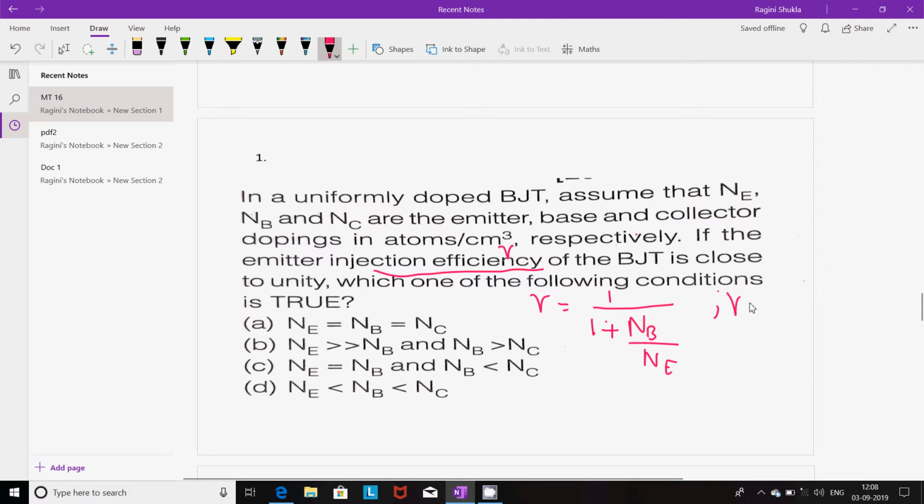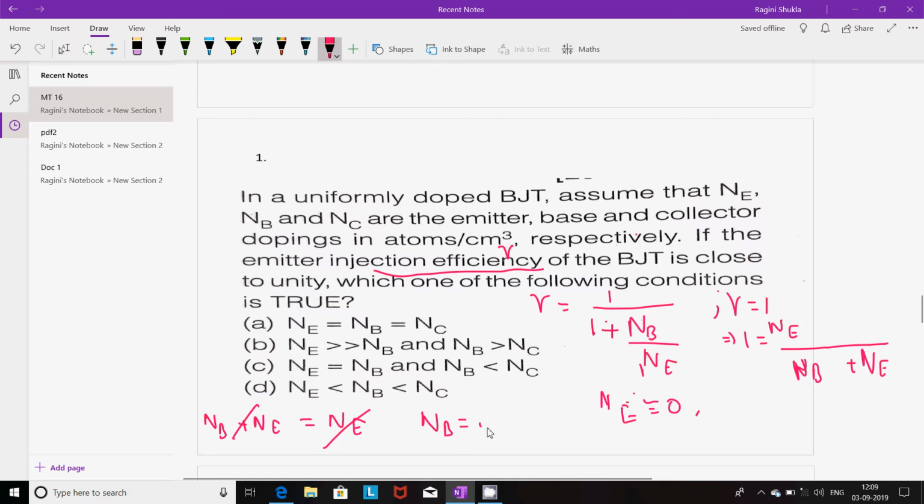Now we have been asked, if gamma is equal to 1, then what will be the required condition? Put 1 here: 1 is equal to NE upon NB plus NE. If I solve it, NB plus NE is equal to NE, so NE cancels out, which implies NB is equal to 0. That is the required condition: emitter concentration is very much greater than NB, and NB is greater than NC. You can apply your common sense. So B option is right.